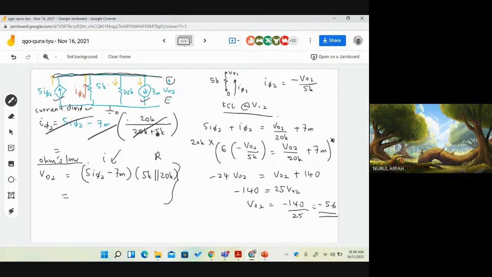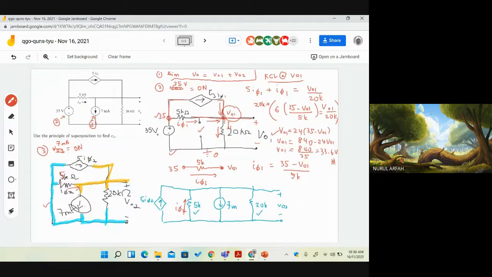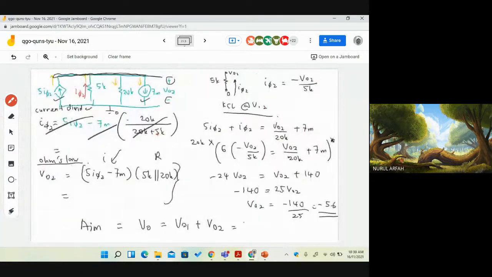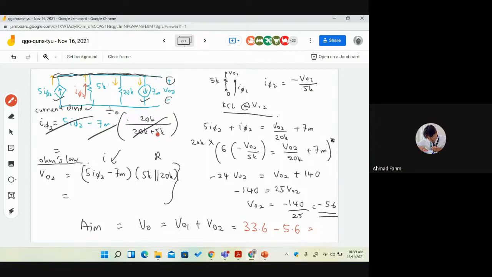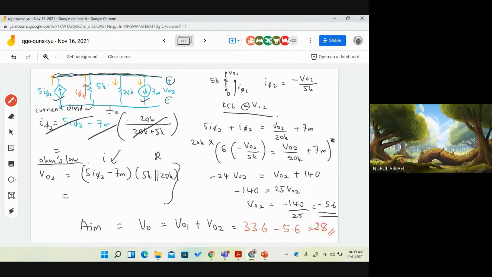But you can try this one on the left side here. So the final answer, because our aim is V0. So V01 plus V02 is equal to 33.6 plus minus 5.6. Then you get the answer. Okay, everyone? Okay. So the answer is... Do you get this? Yes. Yes, madam. Okay, very good.